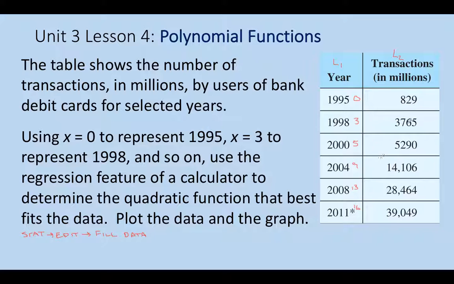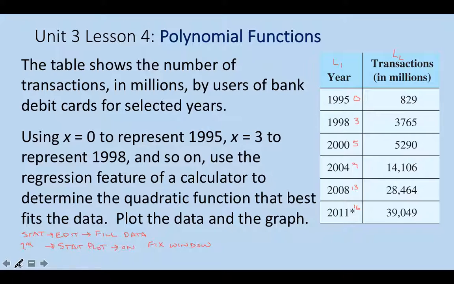So you plug these numbers into L1 and L2, and then if you want to plot these, you do your second feature, usually the yellow button, and then go to Stat Plot, which is right above your y equals key, and then you just turn it on. It probably won't fit the window. I mean, 39,000 doesn't fit on the standard window. So at this point, fix your window so that you can actually see things.